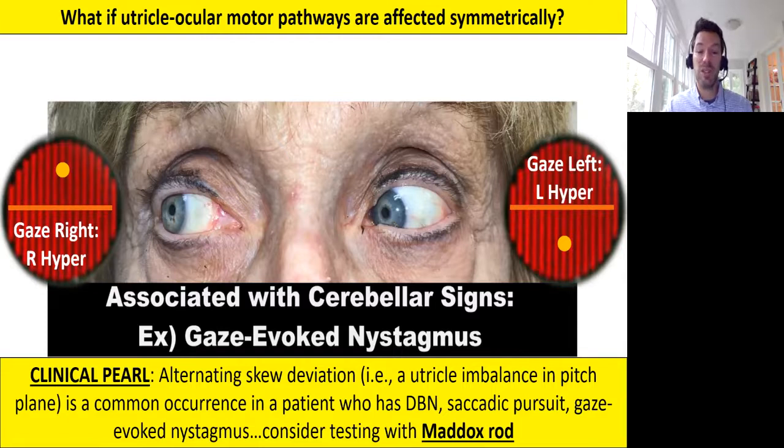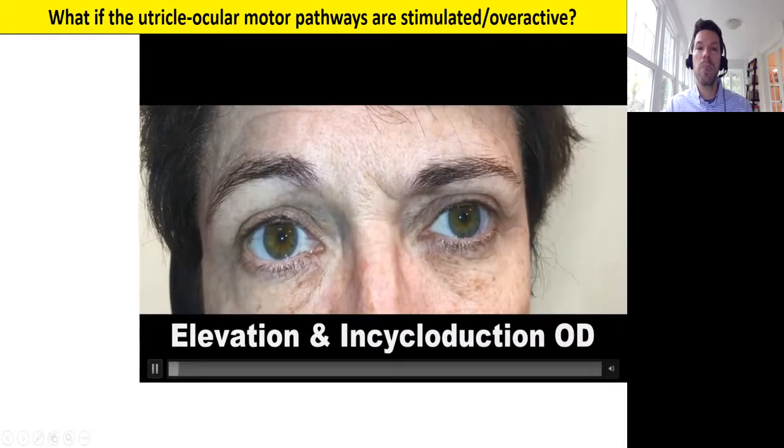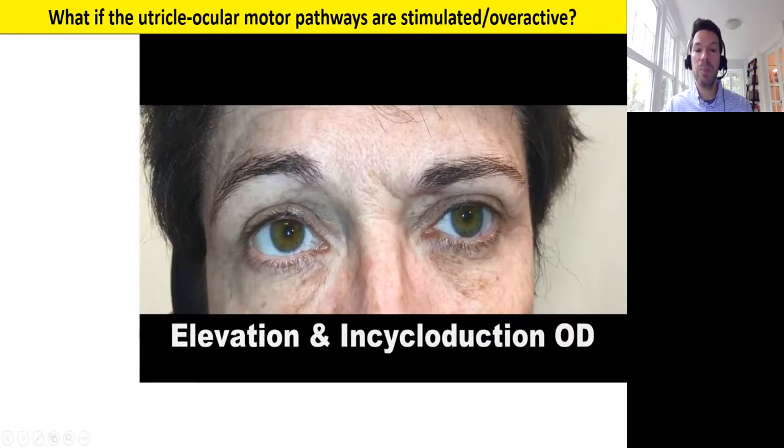It is a common occurrence, if you look hard enough, in a patient with a flocculus paraflocculus syndrome who has downbeat nystagmus or saccadic pursuit or gaze-evoked nystagmus. And again, I really like the Maddox rod for these kinds of patients. What if the utricle pathways are stimulated?